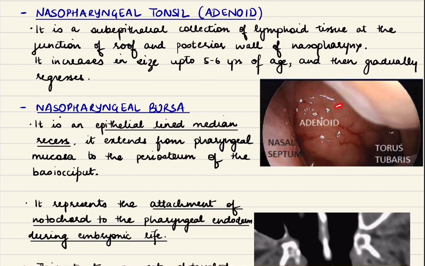Now, in this endoscopic picture, you can see this is the picture of the left nasal cavity, this being the nasal septum, this being the torus tubaris and the eustachian tube opening area, and this is the lymphoid tissue known as adenoid. So, adenoid will be a separate lecture. We'll discuss the pathologies of adenoid in that lecture.